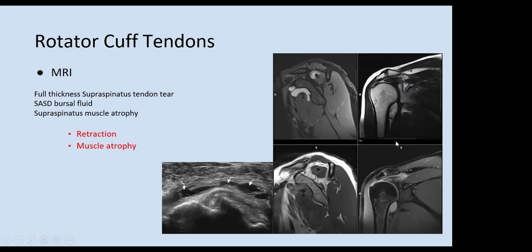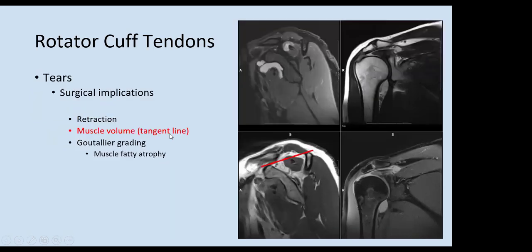So this is all bursal fluid, this is all bursal fluid, this is all bursal fluid. And here also on ultrasound scan, we see fluid in the subacromial subdeltoid bursa. And that's an indirect sign of a complete tear involving the supraspinatus tendon.